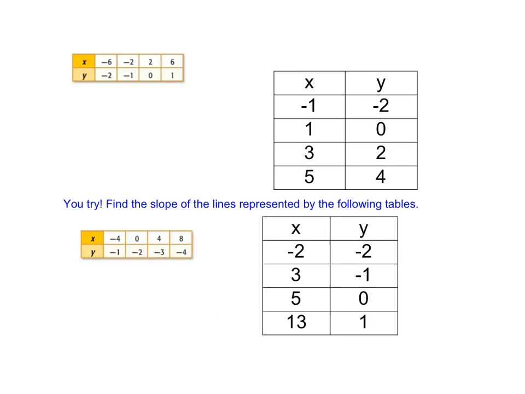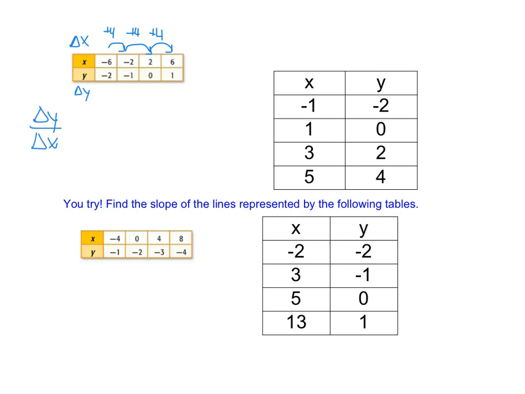Okay, same thing with a table. We are looking for the change in y over the change in x. Now, this table here is horizontal. The x values are on top, so this is my change in x. Now, what I want to ask is what happens to get from -6 to -2? How do you get from -6 to -2? You add 4, right? How do you get from -2 to +2? You add 4. How do you get from 2 to 6? You add 4, okay?